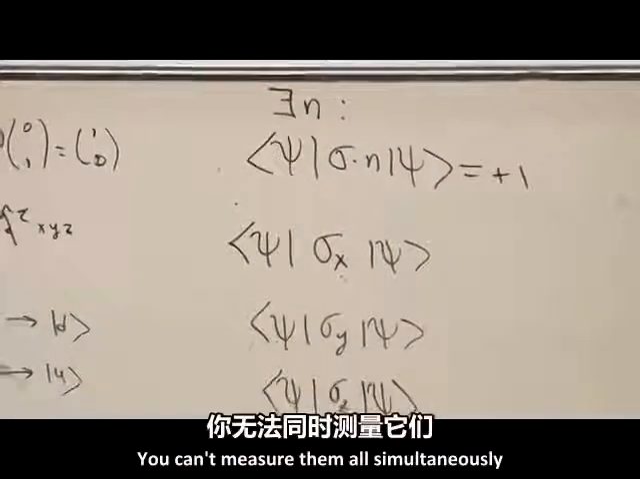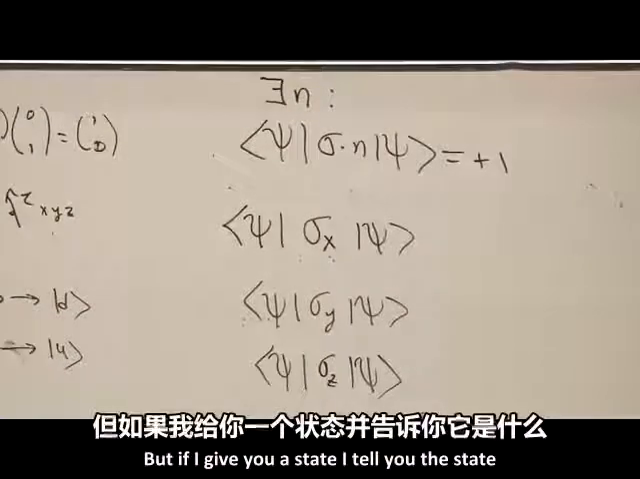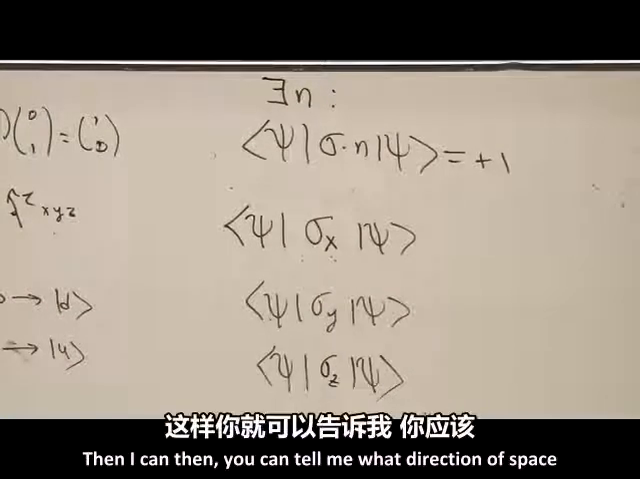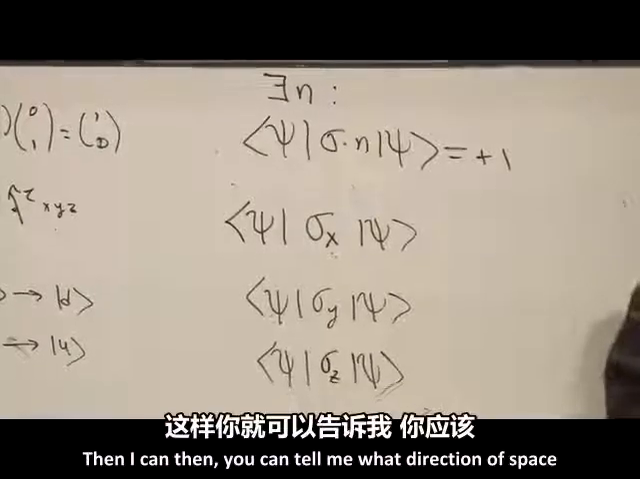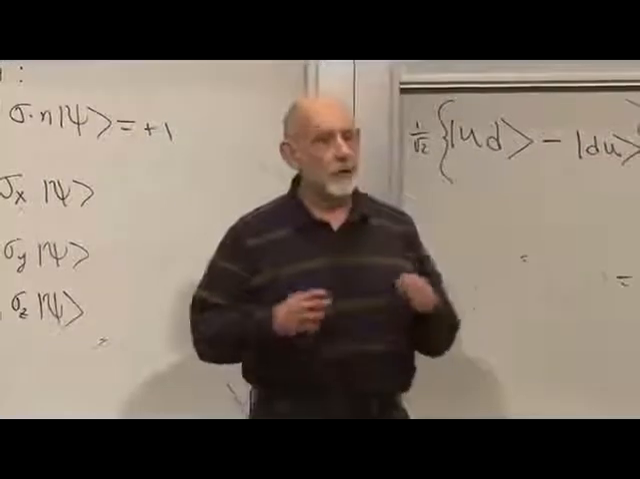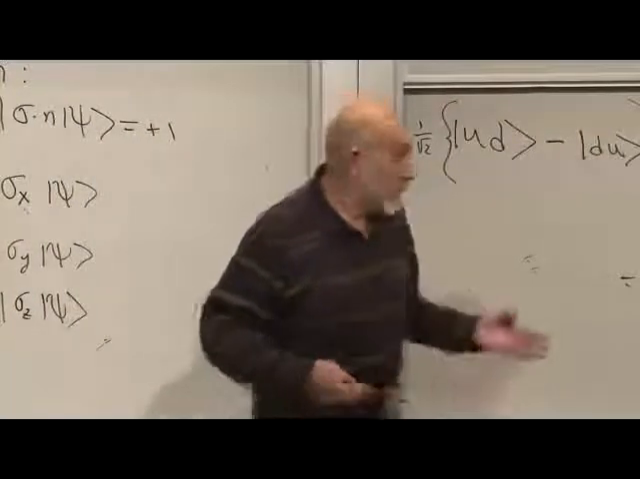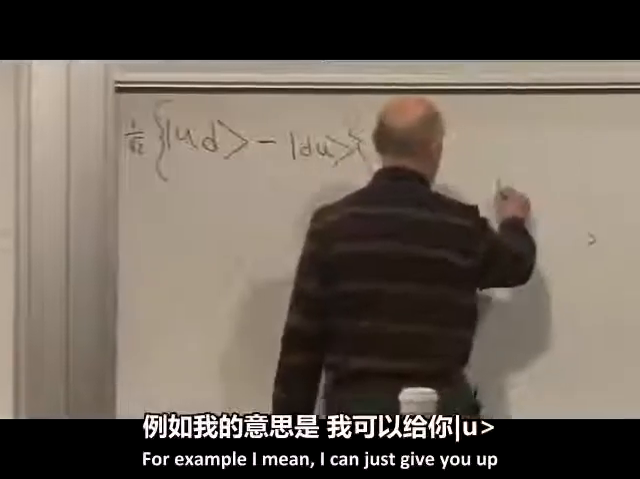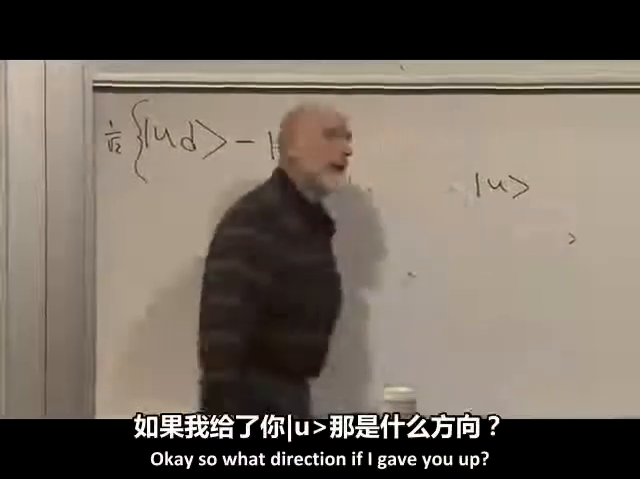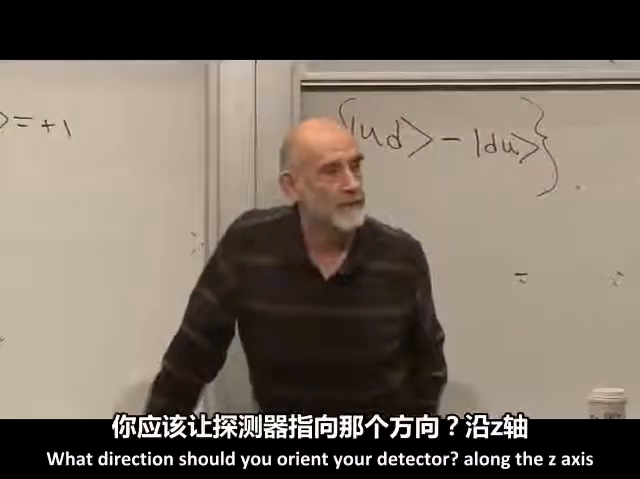You can't measure them all simultaneously. But if I give you a state, I tell you the state, then you can tell me what direction of space you should orient your detector so that the answer comes out +1. Okay? For example, I could just give you up. What direction should you orient your detector to?